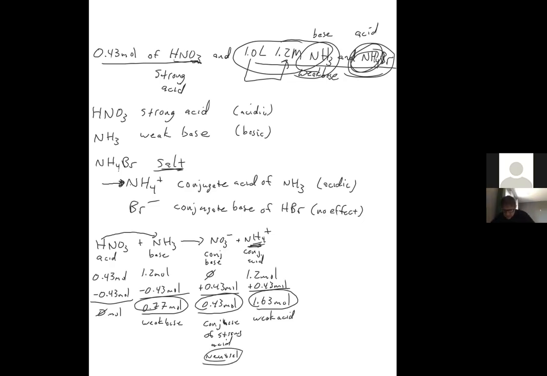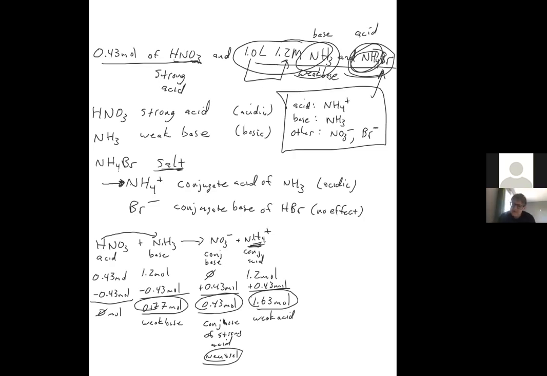Okay, so now we can come back up here. Let's do our acid, base, and then other. Okay, so we have a weak base, which is NH3. We have a conjugate acid, which is a weak acid, NH4 plus. And then we've got an other, which is NO3 minus. But it's easy to forget that there was also some Br minus in there, right? So the Br minus has no effect on the acidity. So there you go. Okay, that's a little involved. So you might want to watch that video a second time if you're having problems with it, but take a look at it. It's an interesting problem that'll lead us into buffers.